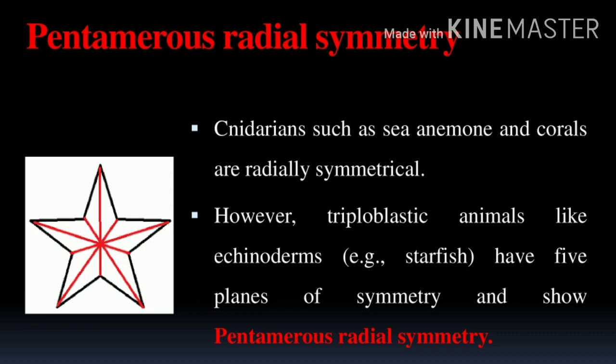Okay, so this is the previous slide, continuous palm. Just one mistake occurs. Okay, next is pentamerous radial symmetry. What is pentamerous radial symmetry? It mainly occurs in triploblastic animals.